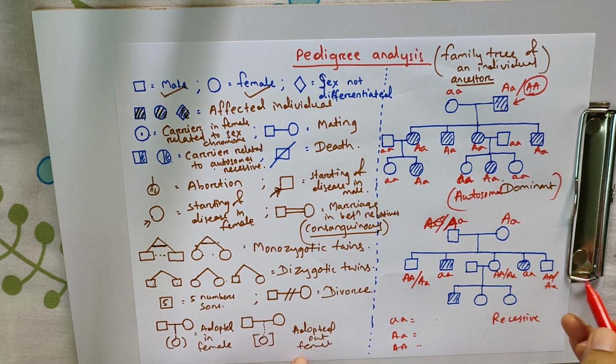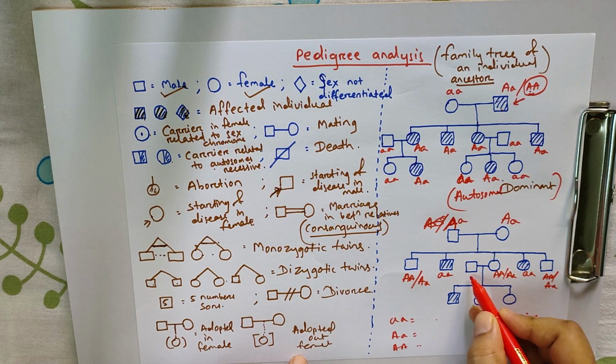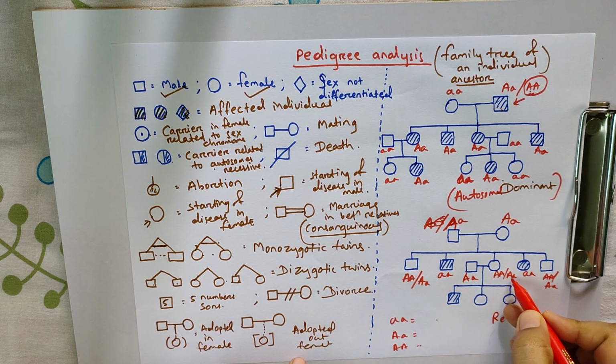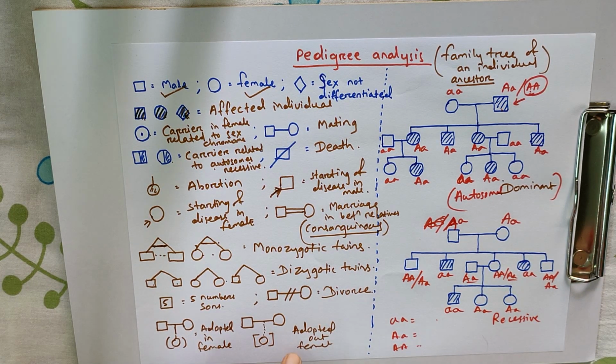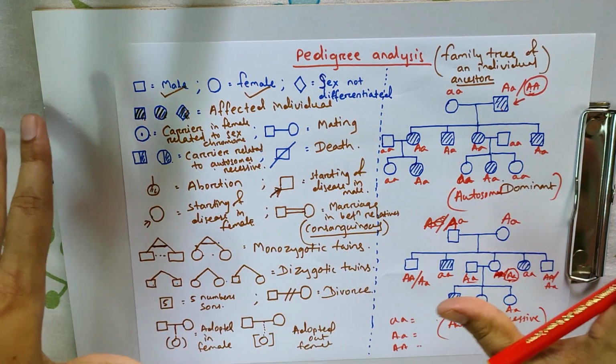And when it crosses with another one, what happens? Capital A small a, suppose this one and this one, it is affected, so small a small a, and it is not affected, capital A small a, capital A small a. That means we conclude that it is autosomal recessive. In this way we study pedigree analysis.